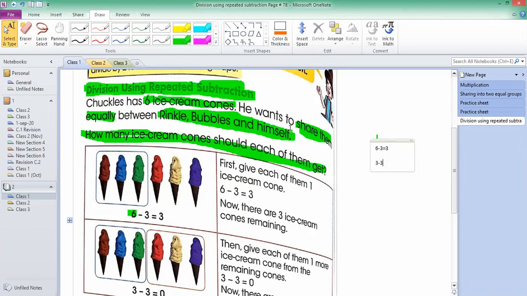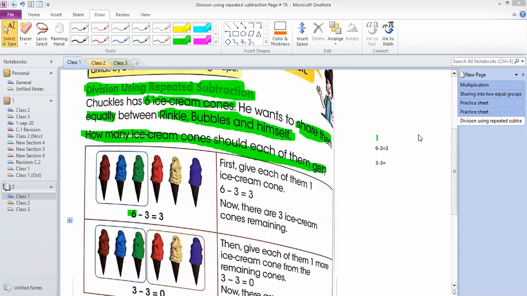1, 2, 3. When I give them one ice cream cone each, that means I will give all of them, total 3. So 3 minus 3 equals to, guys? Three. Yes. Now listen to my question carefully. I am asking, 3 minus 3 is equal to what? When you subtract 3 from 3, you will get what? Zero. Very good. You will get 0. 3 minus 3 equals 0.